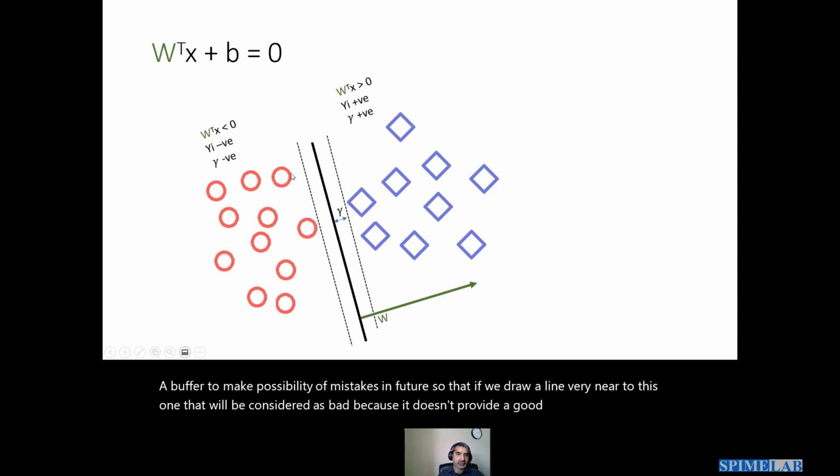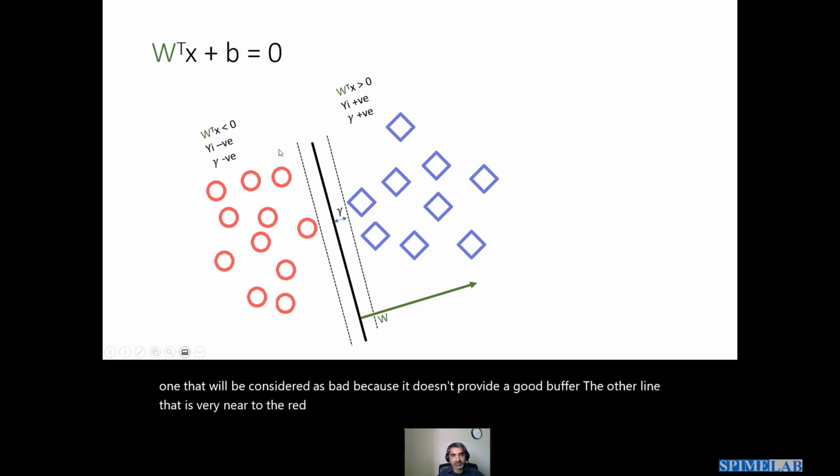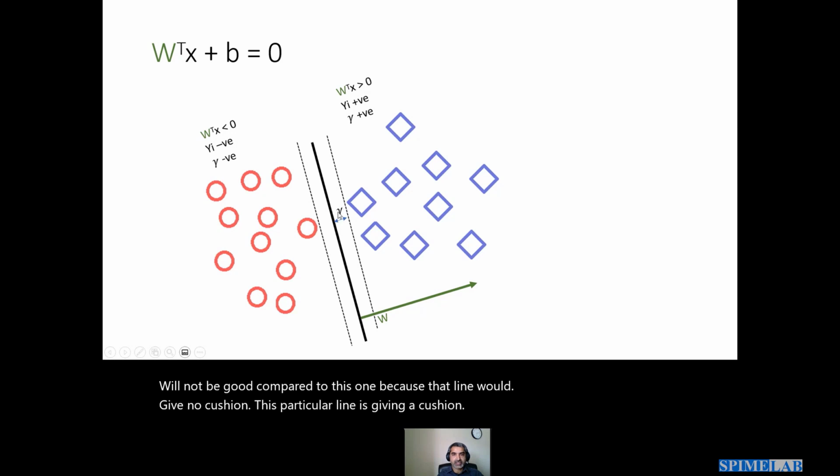The other line that is very near to the red class will not be good compared to this one because that line would give no cushion. This particular line is giving a cushion. Let's call that cushion gamma. So W transpose X positive, class A, negative, class B.